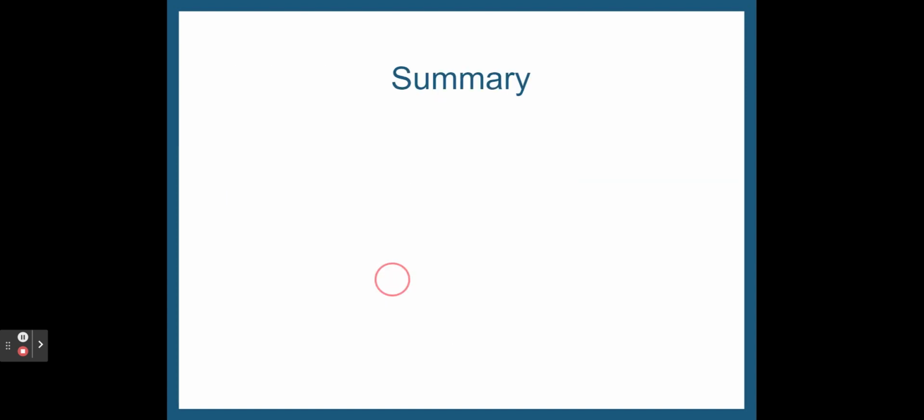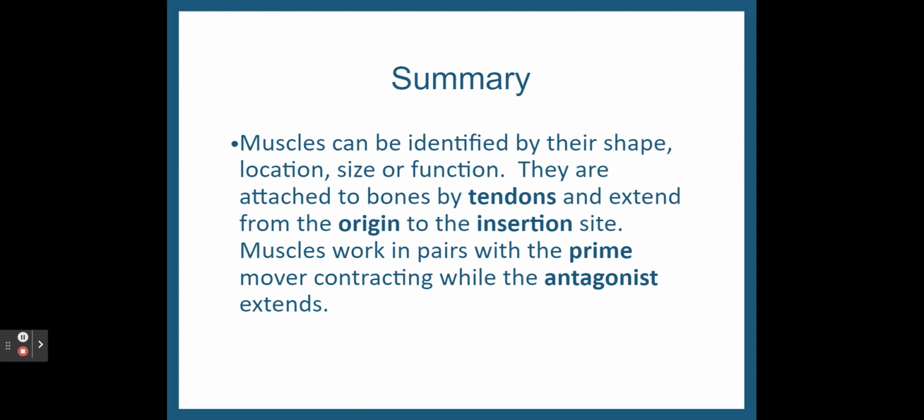So to sum up, muscles can be identified by their shape, location, size, or function. They are attached to bones by tendons, and they extend from the origin to the insertion site. Muscles work in pairs with the prime mover contracting while the antagonist extends. And, I left this out, but the synergist would move in the same direction as the prime mover. Okay, that's it for now.